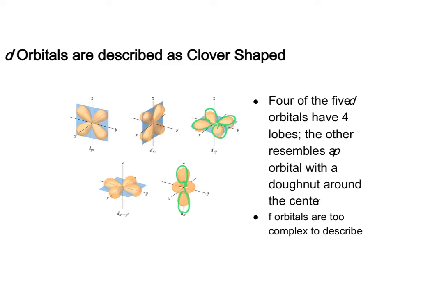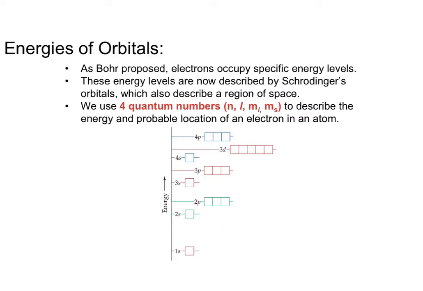So probably the only orbital shapes that I would ever ask you about on an exam would be s or p, as far as identifying the shape. There are f orbitals also, but their shape is so complex we don't try to draw them. So the rest of this lecture is talking about quantum numbers.